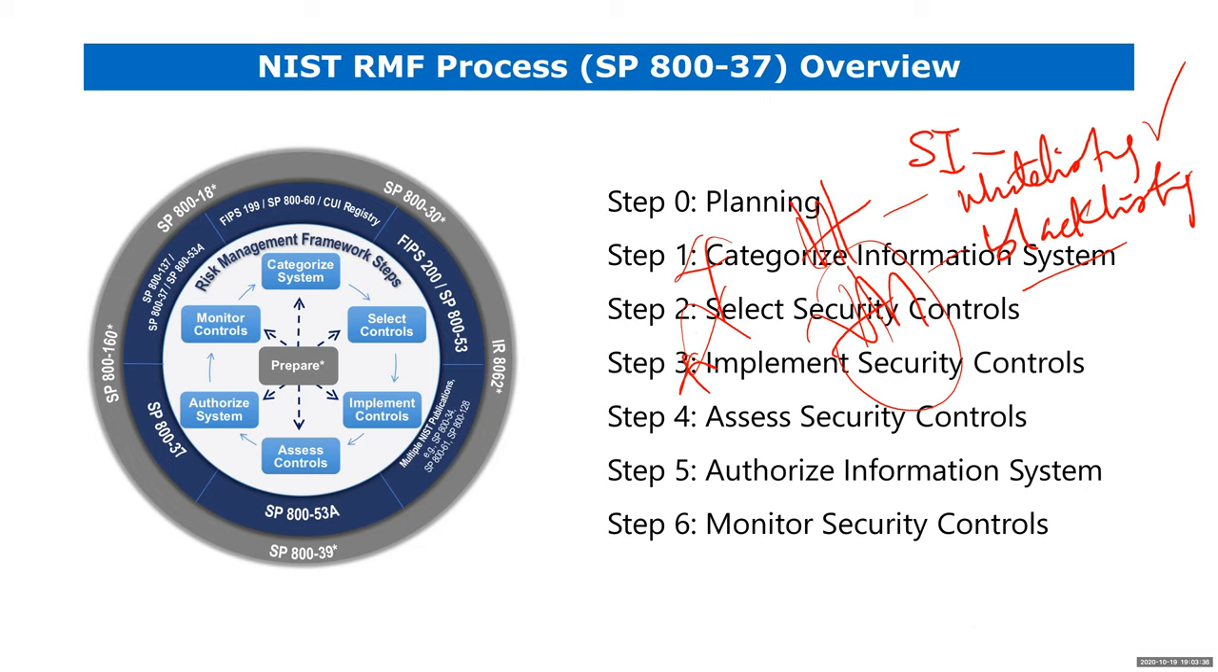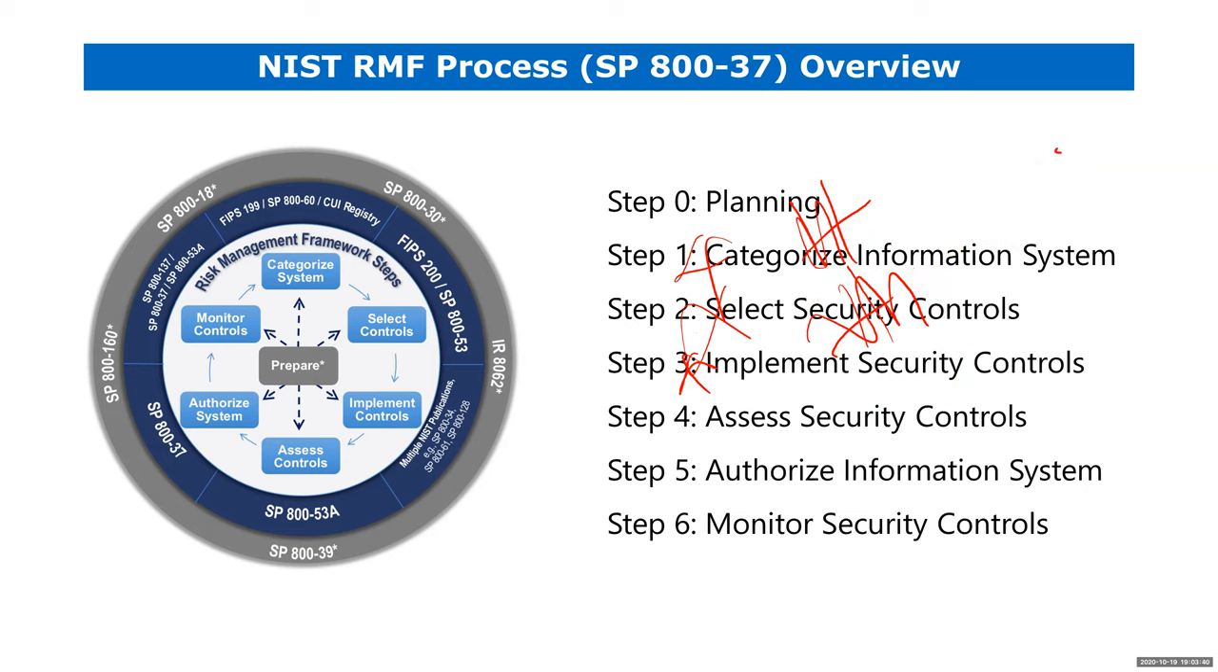So a lot of usage here, right? Now, high level, how do you select your controls and how do you implement them? Let's start with selecting.